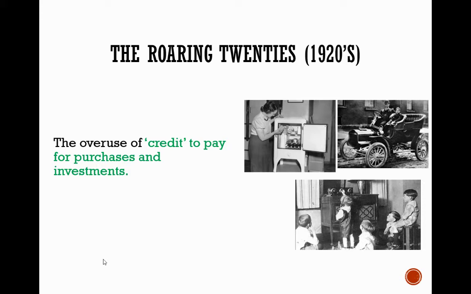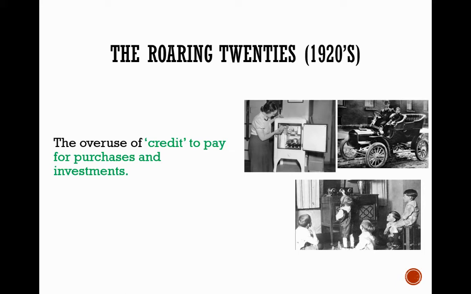So in the 1920s, part of the reason why there was so much production and so much money in the economy was because people were overusing or using too much credit to pay for purchases and investments. So how does credit work? Well, you typically get credit from banks.